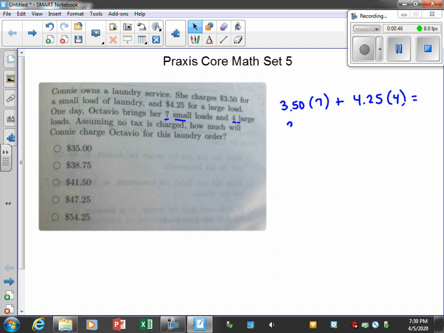So this is just going to be $24.50 for the small. 4 times 4.25 is $17 for the large. So totally, when you add the total together, you're going to have $41.50. That's assuming no taxes. So that's a pretty easy one.